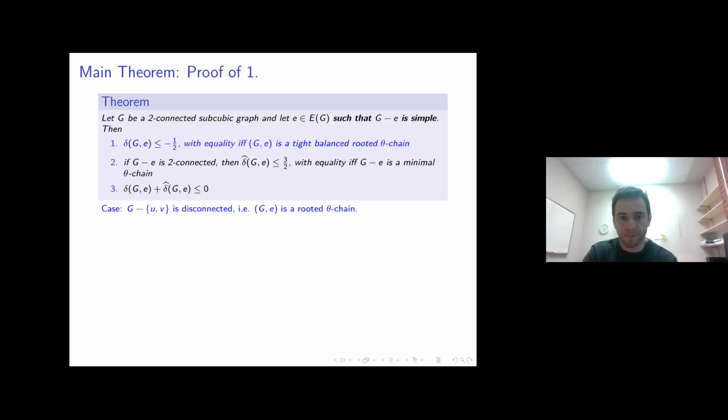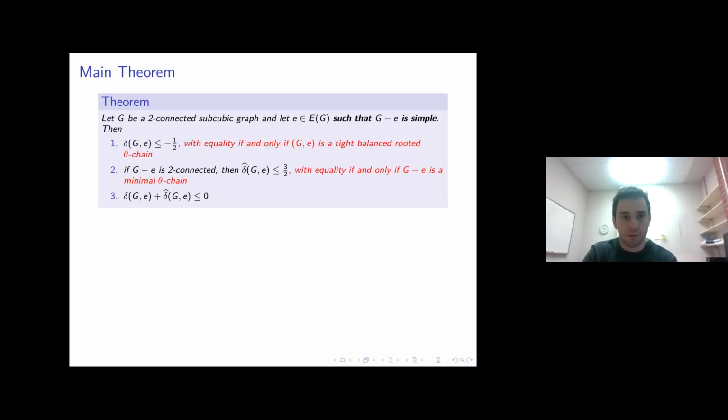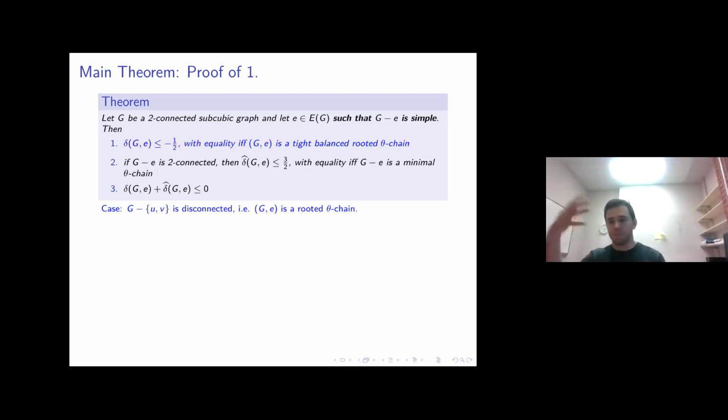So I'm just going to give a brief sketch of roughly what happens here. So how can you prove 1? There's a couple cases. You check for the case where G minus UV is disconnected, where UV are the vertices of the edge E. If G minus UV is disconnected, then GE is a rooted theta chain.